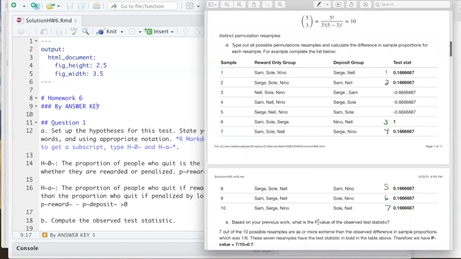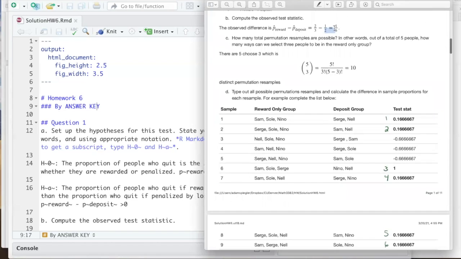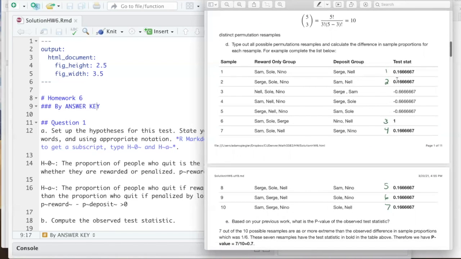So when you were asked to calculate the p-value, there wasn't any code that you needed to execute in R. It was rather, out of all of the possible resamples, out of all 10 of these resamples, how many of them had a difference in sample proportions as or more extreme than the 1/6 that we observed up here. And so these I've indicated in bold.